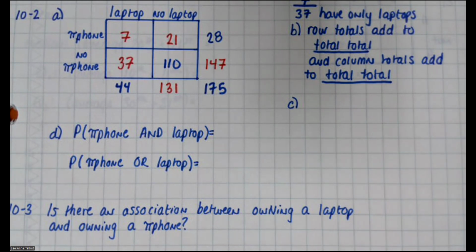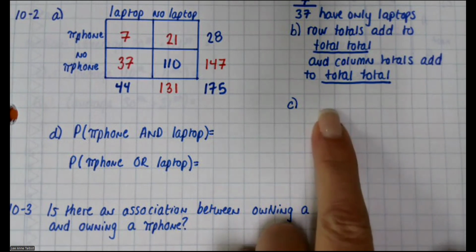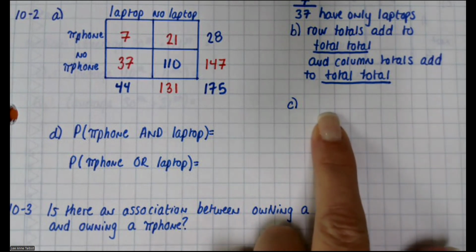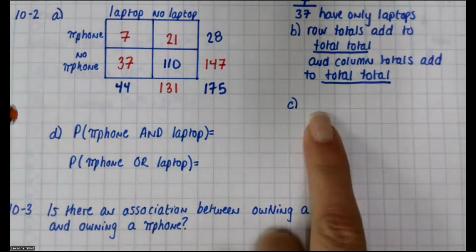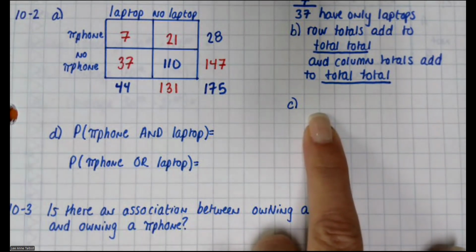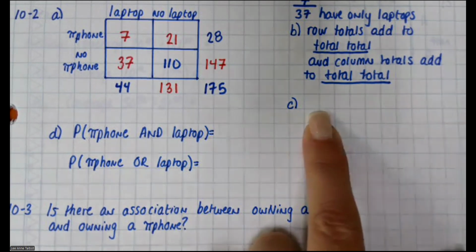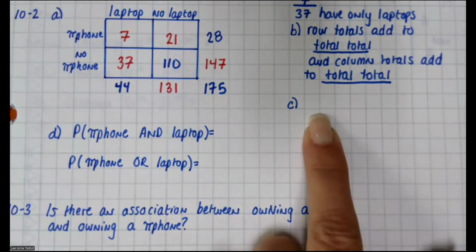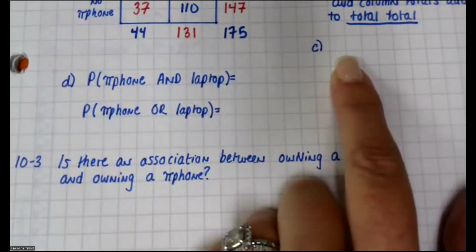Okay. Now for D, you're supposed to say which one you like better. So your choices are Venn diagram or two-way table. You must choose which one you like better. It's an opinion question. It's not anything for us to do. You guys just say.